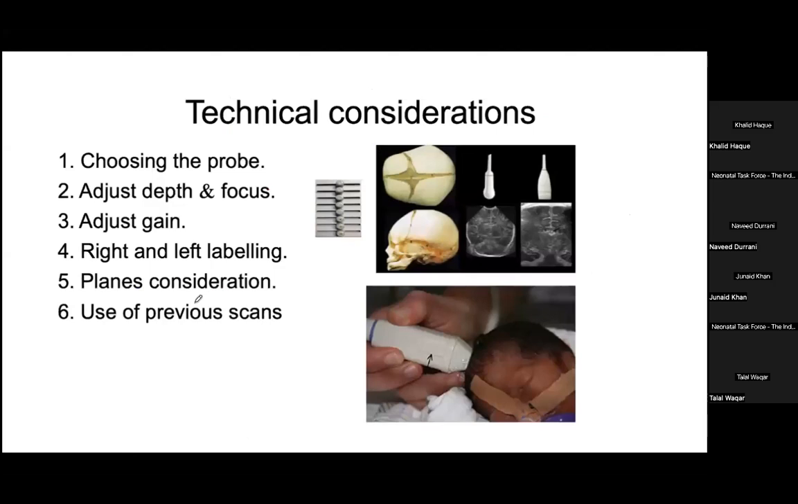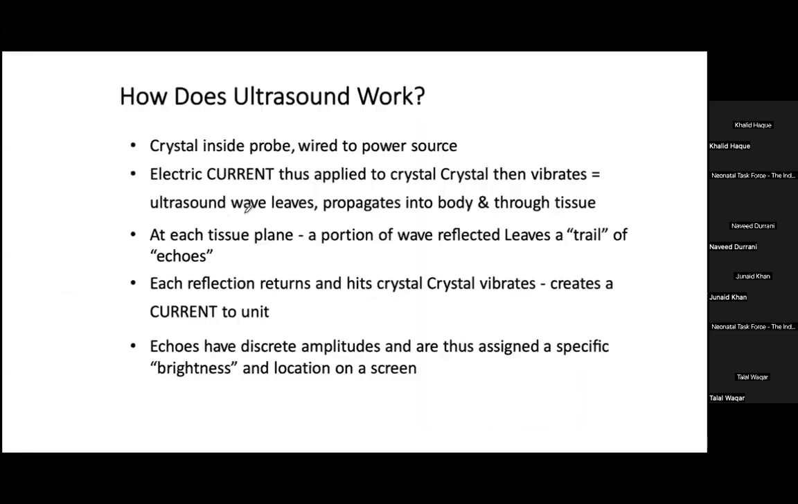So, some technical considerations about ultrasound. We have to choose the appropriate size probe and adjust the depth and focus with these buttons, and adjust the gain as well. Gain is basically so that the image while you are scanning is not too bright and not too dark, in order not to miss any pathology. Then we make sure that the right and left labeling is correct, planes of consideration, and use of any previous ultrasounds. So it will be more clear as I go further in my presentation.